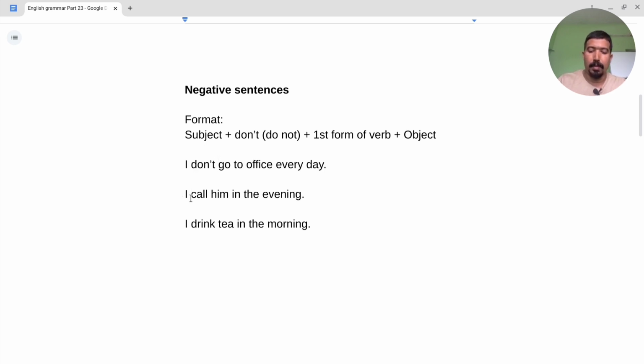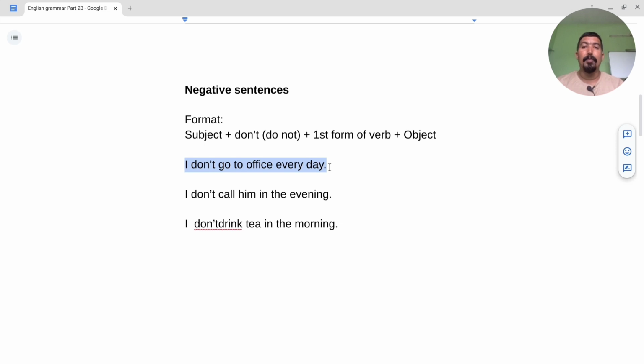Here the second one, I don't call him in the evening, and the last one, I don't drink tea in the morning. Okay, first one, here you use I don't. When you say I don't, that means you don't have a habit of doing something. You say I go to office means I go to office every day. That is my habit. That is what I do every single working day.